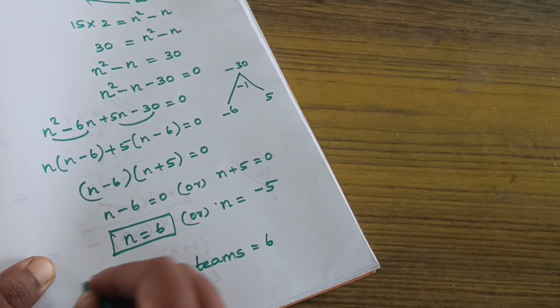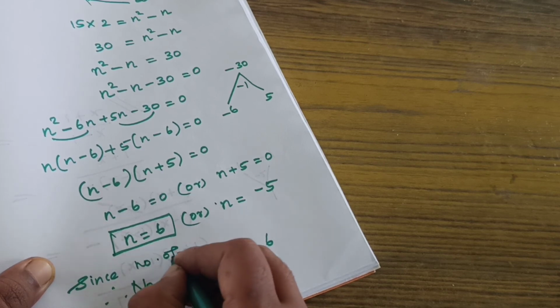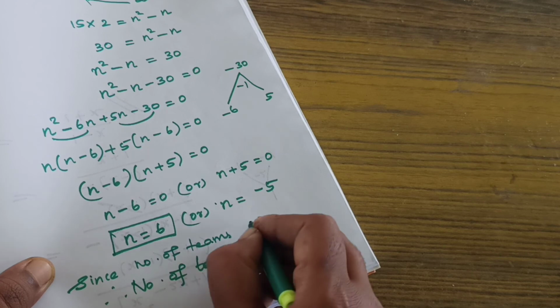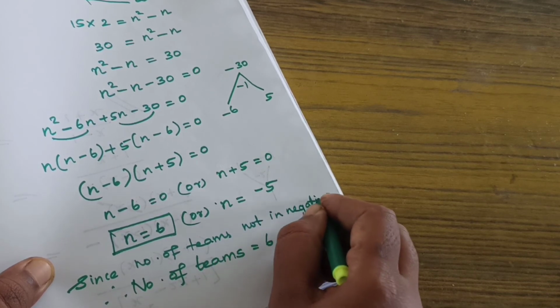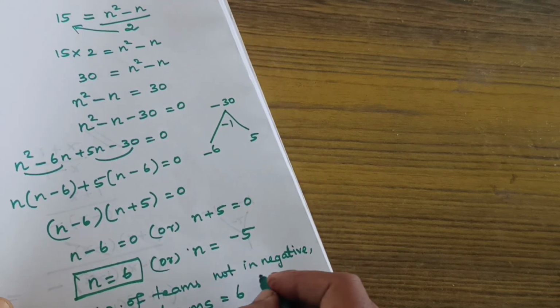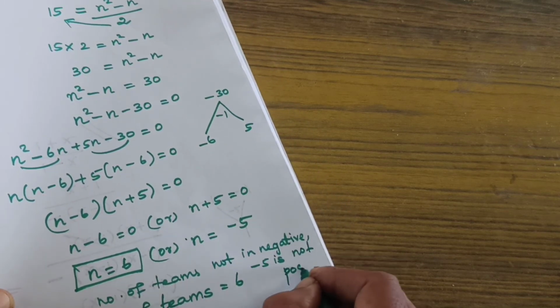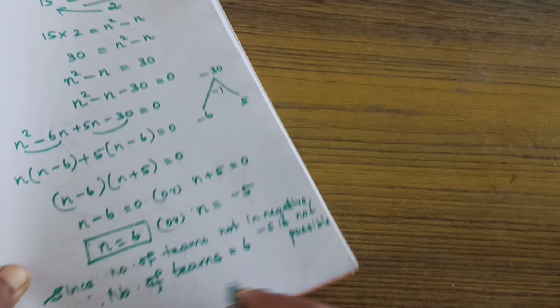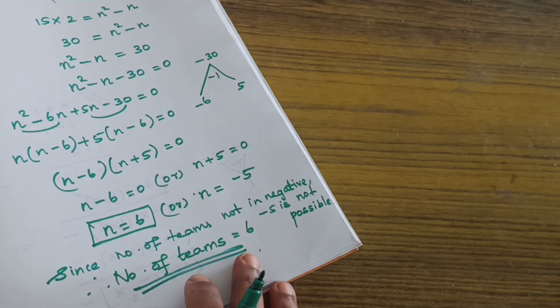equal to 6. And since number of teams is not negative, minus 5 is not possible. So this is not possible, and what is the final answer? Number of teams equal to 6.